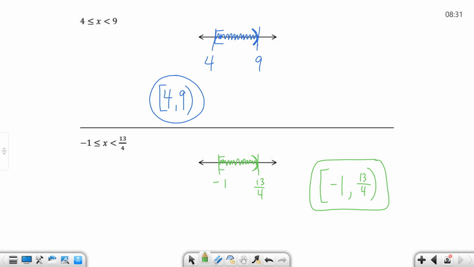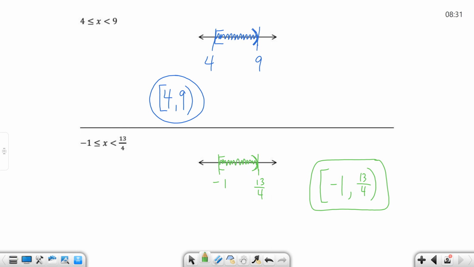Bracket -1, comma 13 fourths, parenthesis. So I've given you x is less than, x is greater than, x is less than or equal to, x is greater than or equal to. I did some fractions, that kind of stuff. You can use decimals, whatever, if that's part of what you're working. They're numbers just like the other stuff. Square roots are numbers, things like that. There's all kind of stuff that could happen here. I didn't address all those things.